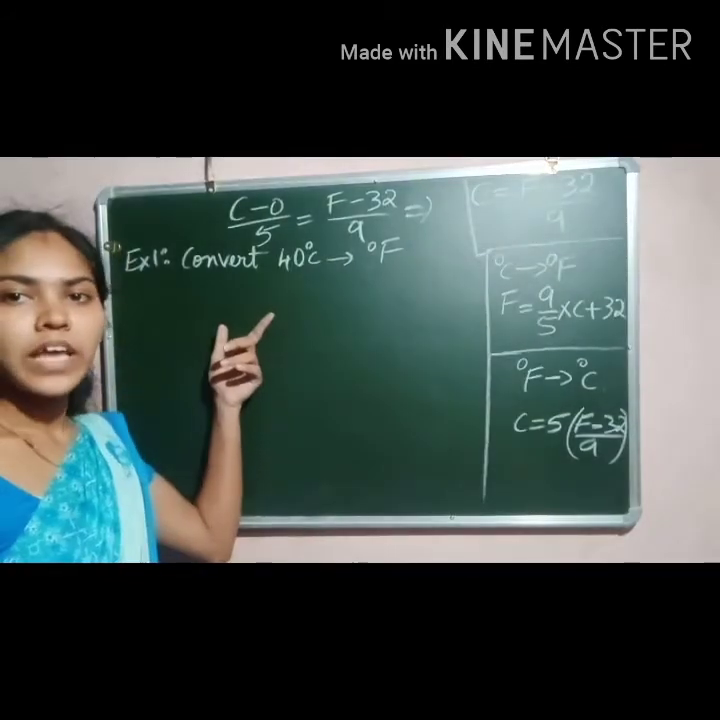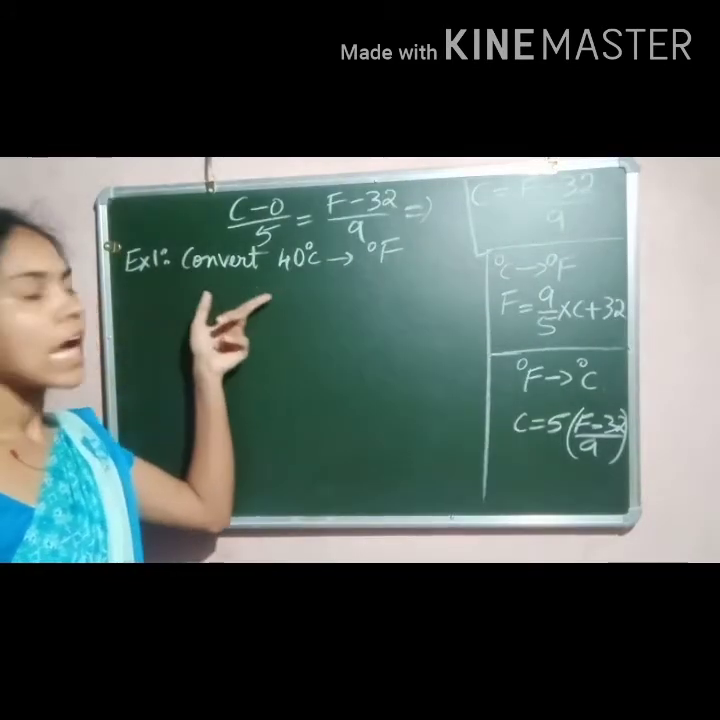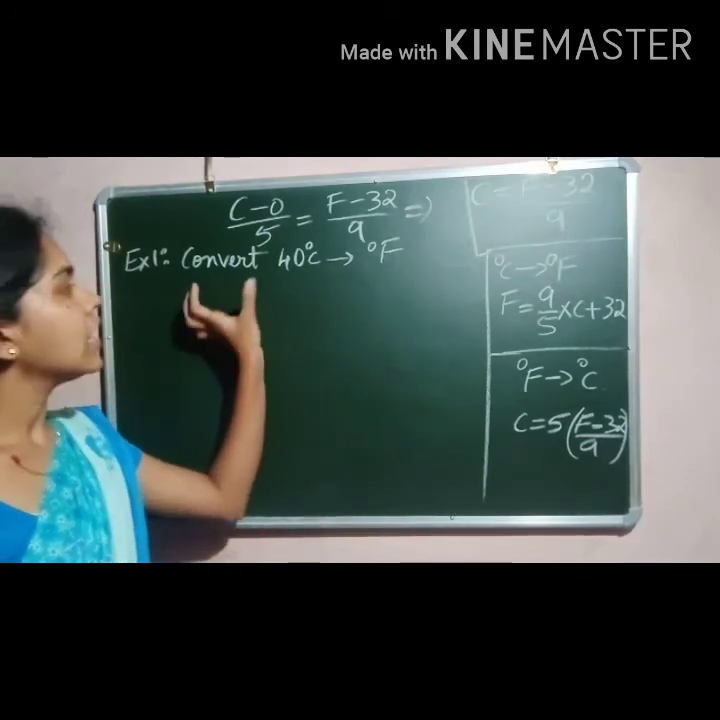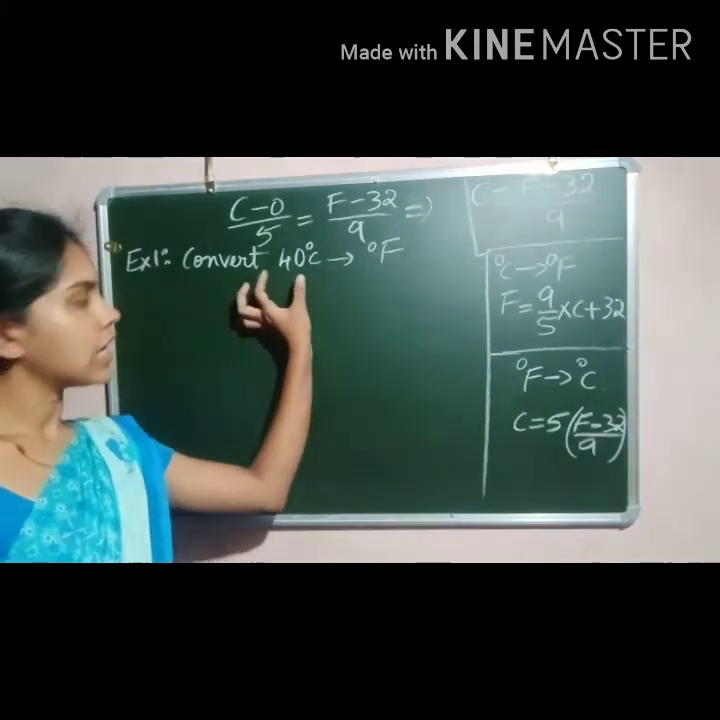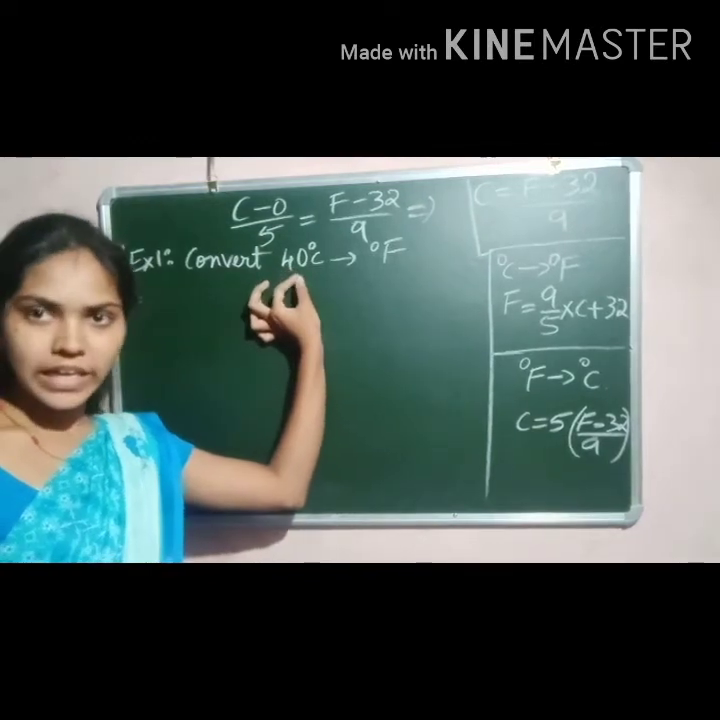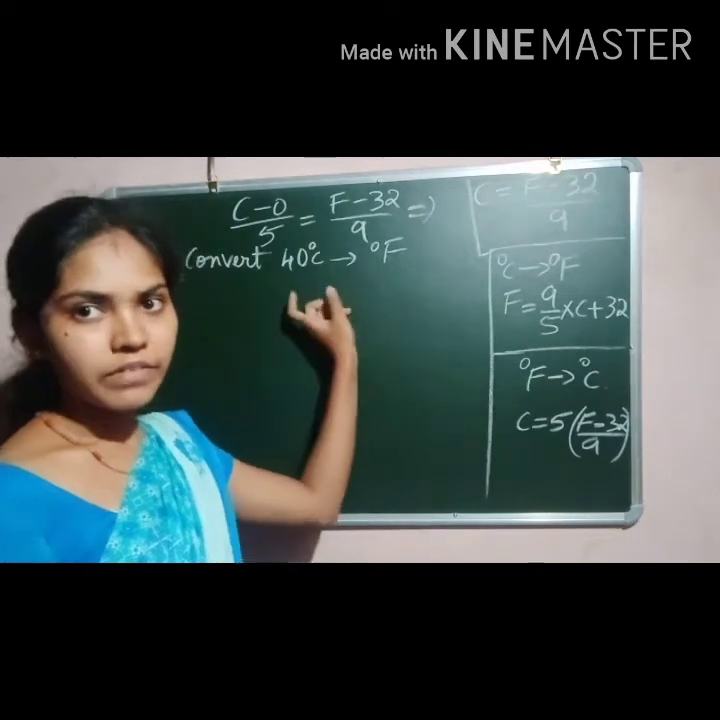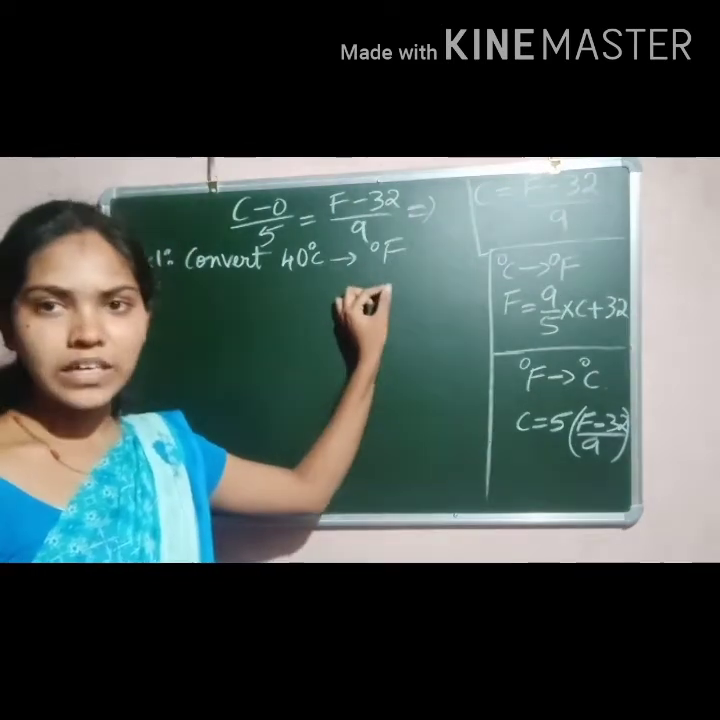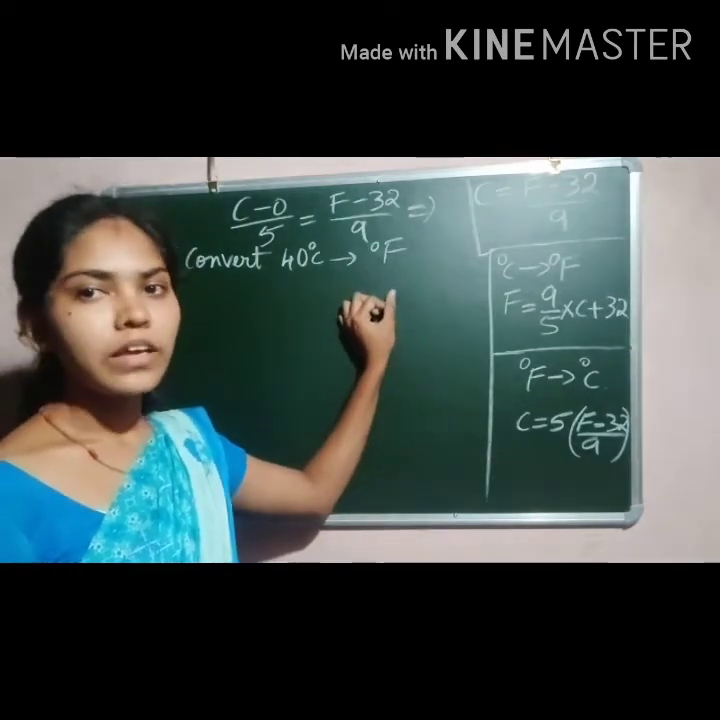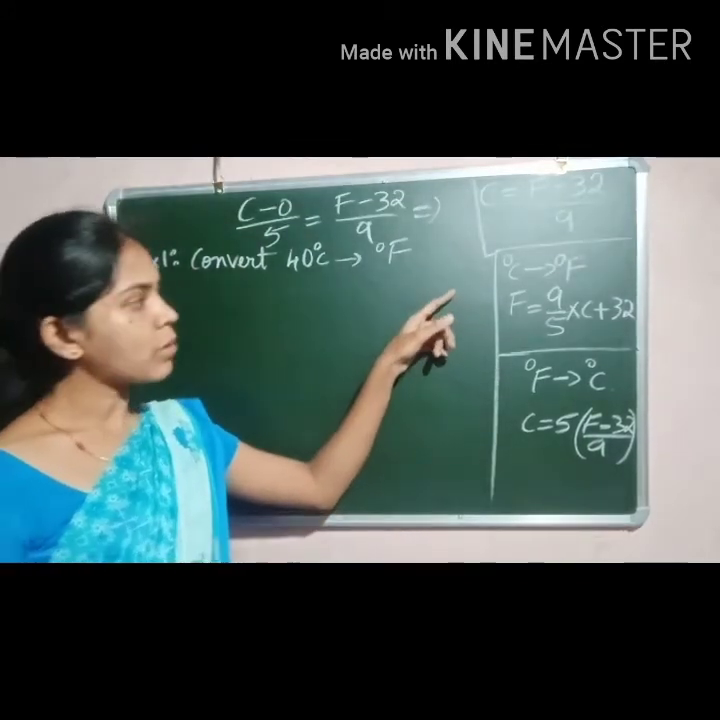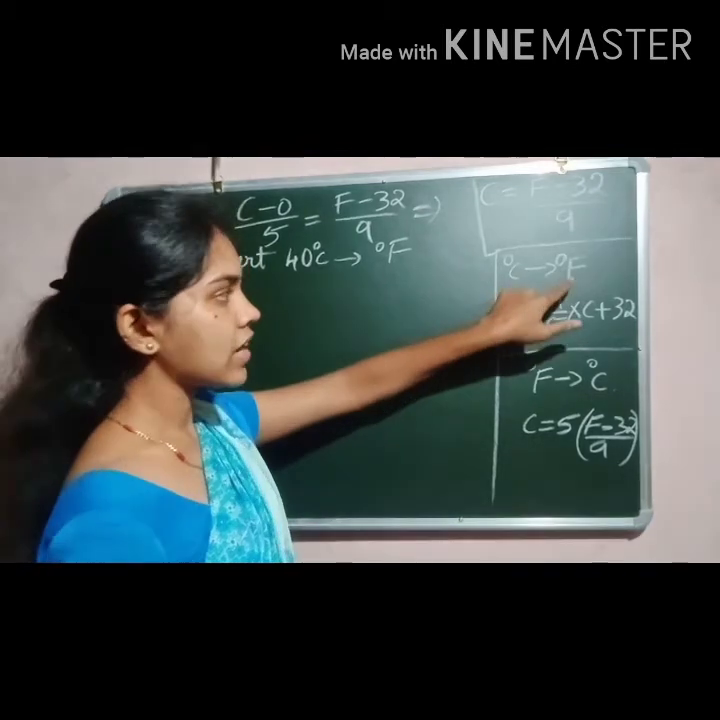Okay, I am going to take example 1. Convert 40 degrees Celsius to degrees Fahrenheit. They have given the temperature in degrees Celsius, that is 40 degrees Celsius. You have to convert it into the Fahrenheit scale. So which formula do we have to use? We have to use the first formula, that is degrees Celsius to degrees Fahrenheit.